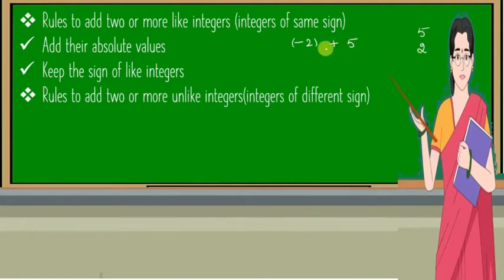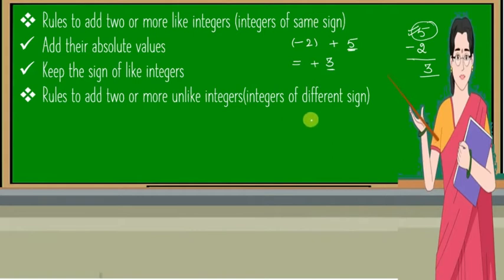So the first step is to find the absolute value of these integers, and my second step will be to subtract these two integers. When you add unlike integers, you actually subtract the absolute values. So when you subtract them, you will get 3. So the absolute value of your result will be 3. What will be the sign of 3? Now the sign of 3 depends on the integer with greater absolute value. So here this integer is greater. As this integer is positive, the answer will be positive.